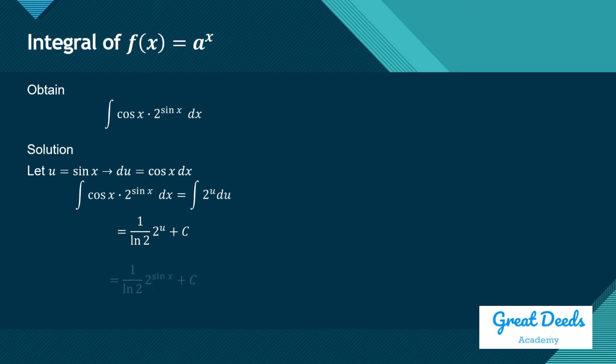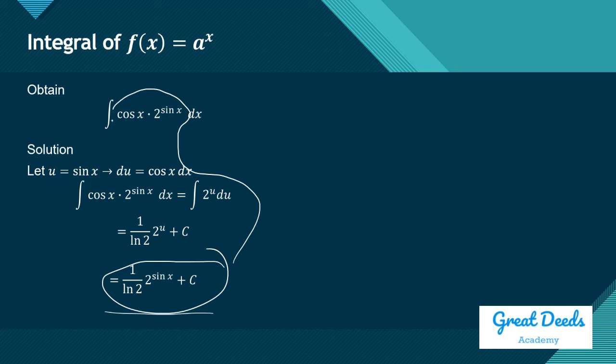And then you just bring back the value for u. So this is the result. Again, do you want to check it? If you get the derivative of this with respect to x, that should bring you back to this one.